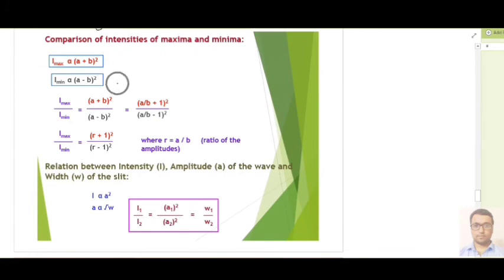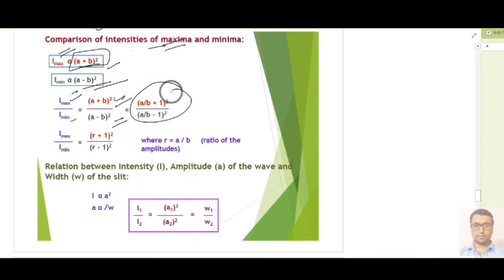In the next slide you can see that we have a comparison of intensities. Maximum intensity we got is proportional to (A plus B) whole square, and minimum intensity is (A minus B) whole square. So their ratio will be I maximum upon I minimum equal to (A plus B) whole square upon (A minus B) whole square. You can simplify in this form also, and otherwise you can leave it up to here also.